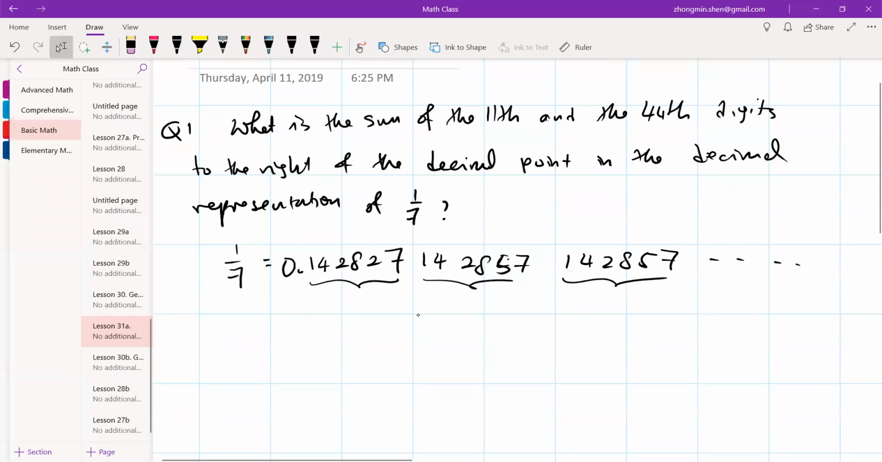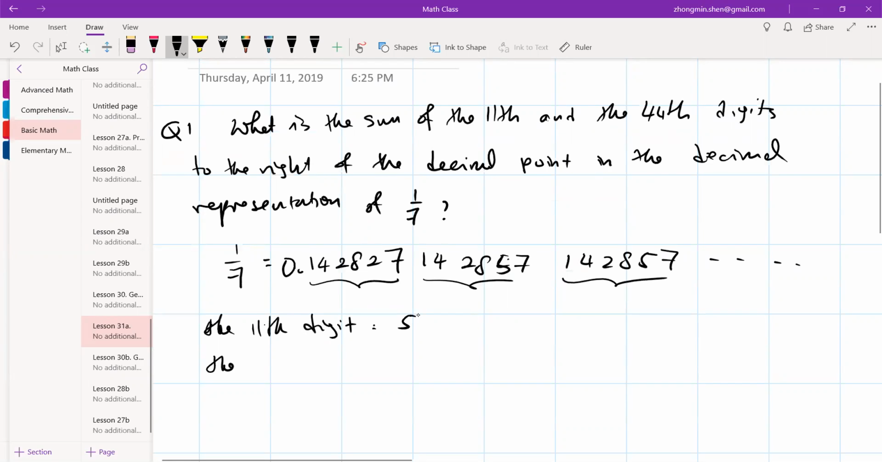Okay, what is the 11th digit? Two groups is already 12 digits, so the 12th digit will be 7, and the 11th digit will be 5.